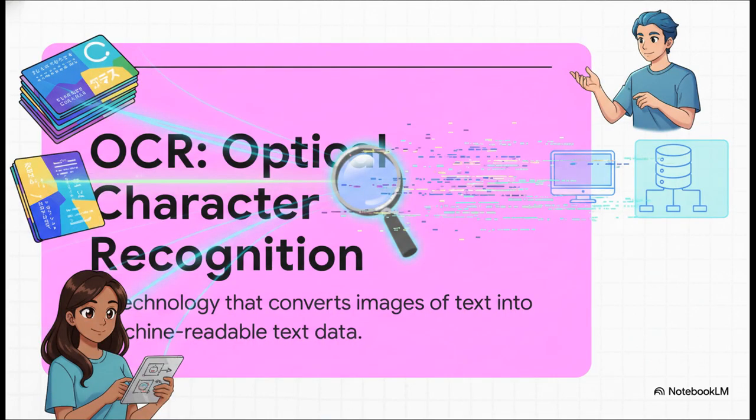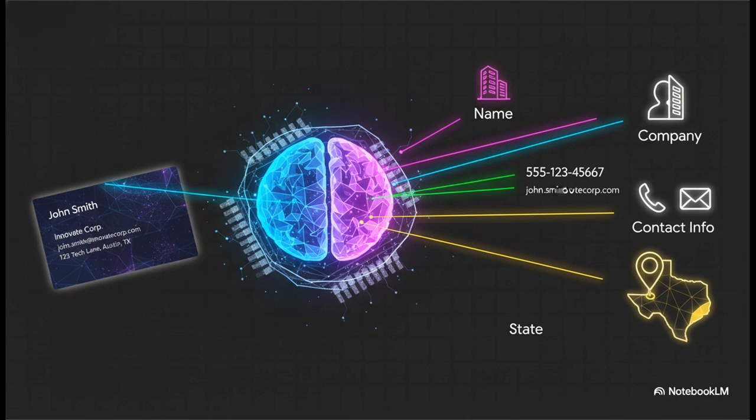So what is this OCR thing? It just stands for Optical Character Recognition. And all it is, really, is the technology that lets a computer look at a picture of a business card and read the words on it, just like your own eyes would. It turns that picture of text into actual text data the system can work with. Simple as that. And right after the OCR reads the text, the AI steps in.